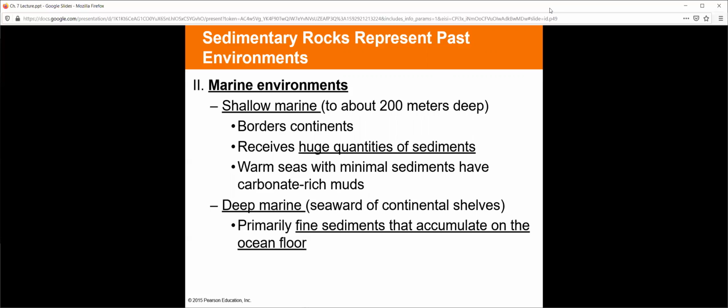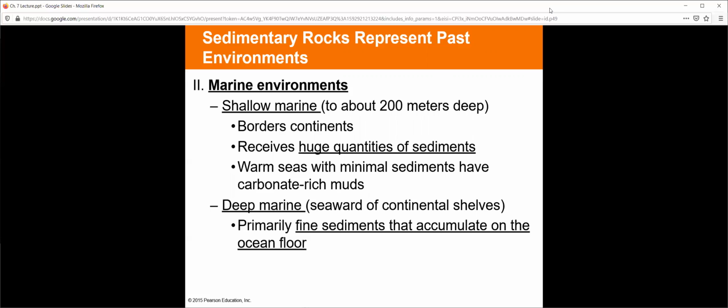Shallow marines are just the shallow part of the lake or the river, the ocean. Usually we say about 200 meters deep. They receive lots of sediments from lakes and the abundant sea life, what have you. Usually very warm, minimal sediments, very carbonate rich, things along those lines.